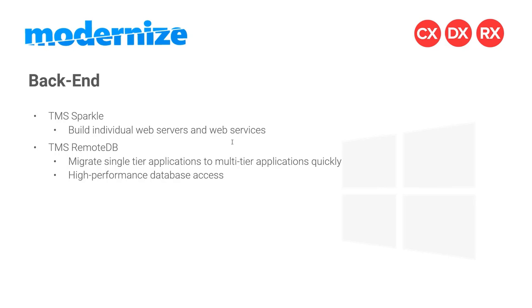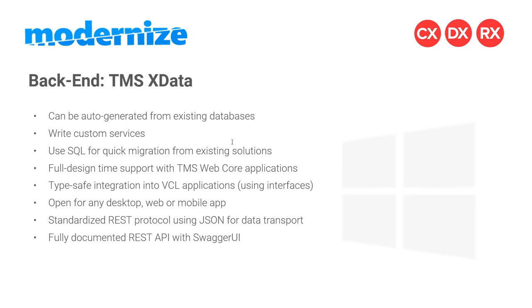I'm going to show a demo for that real quick. Just to finish off the thought with a backend, which product to choose: if you want to make the step to a web service with full-blown JSON support and all that sort of stuff, you need to use TMS XData. But I suggest make the step with RemoteDB first if you have an existing application, and use the time that you gain, because the customer no longer is basically saying, hey, we need this, we need this, we need this. They have their multi-tier application. They can work with it. And then you have the time that you need in order to transfer to the totally modernized architecture with TMS XData.